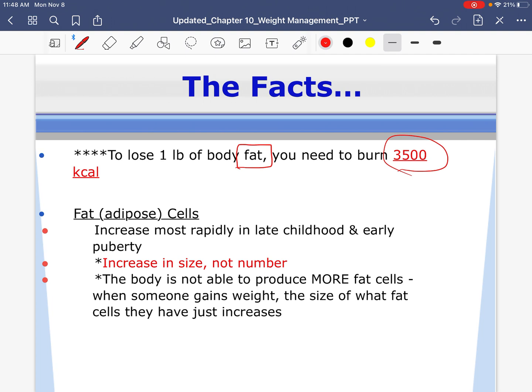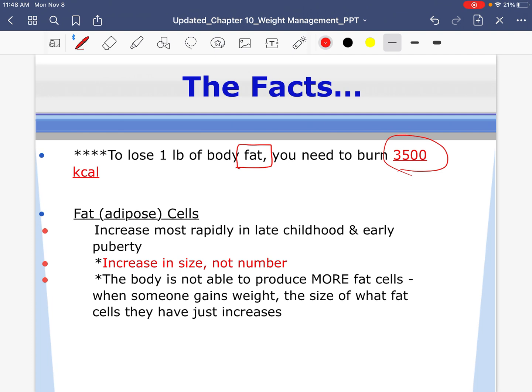And it doesn't have to be all at once, not one day. That would be ridiculous. Over the course of a week. Over the course of 10 days, let's do that one. If I take out 350 calories a day, that's doable. Then over the course of 10 days, if I have a deficit of 350 calories, if I do that times 10, I'm going to lose a pound of body fat.